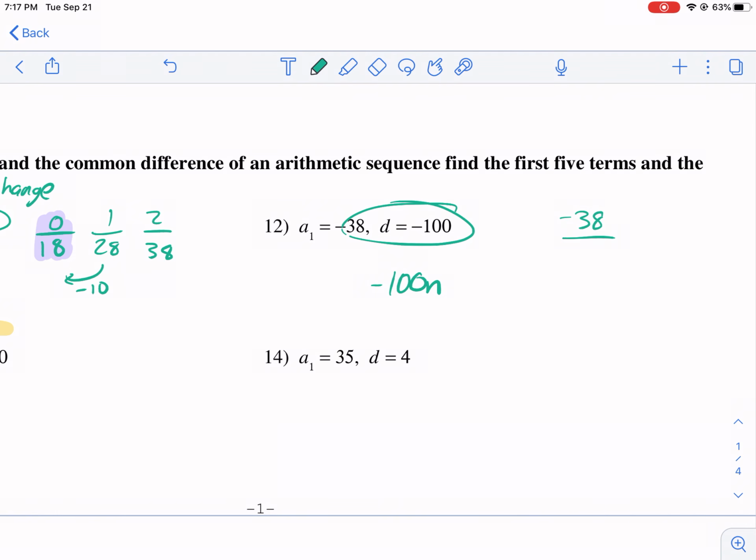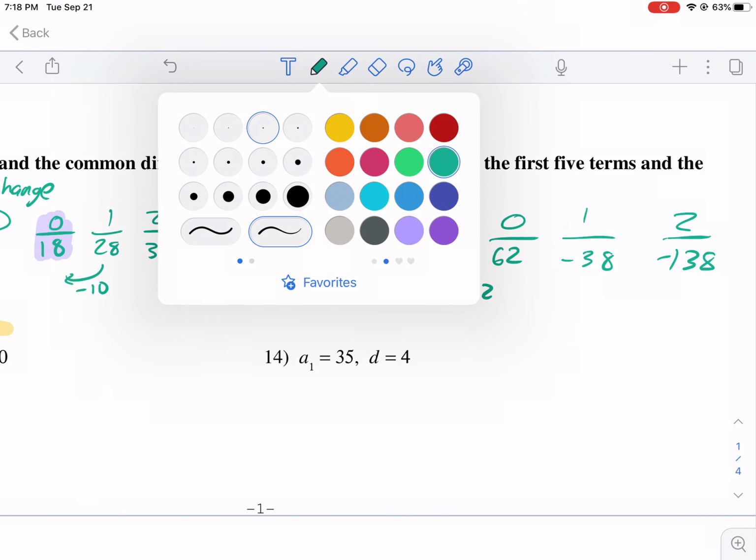Sorry, I meant to put this. This is my first term, negative 38. My second term, I subtract 100, negative 138. So I would add 100 to get to here. So you add 100 to this, and that's the same thing as 100 minus 38. So that's 62. So I'm going to add 62, and that is equal to a, and that's my explicit formula. Okay, that's my explicit formula, and I'm done.